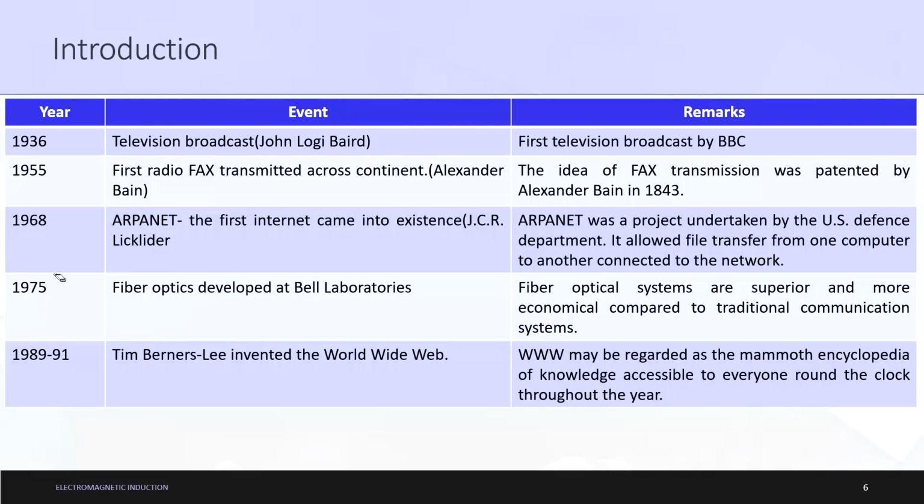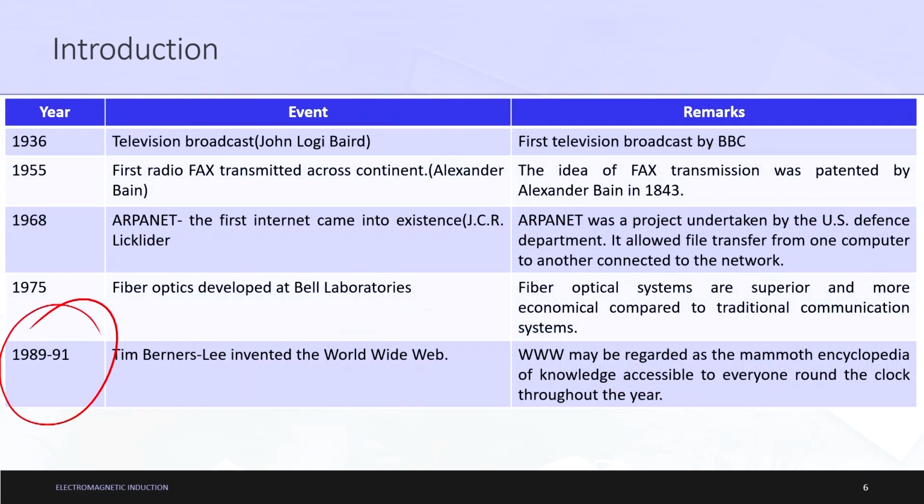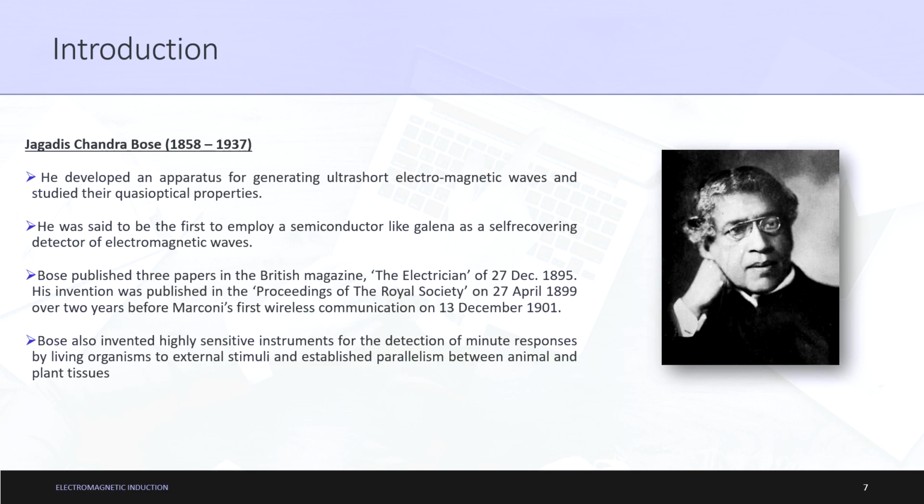So just look on. 1989 to 1991 is the last point in this table, and we started with around 1565 AD. So in just this gap between 1565 and 1989, the upgradation in communication was a giant leap. It was many stages of upgradation. So this was the concept I needed to tell you using this table, just to tell you how things changed and upgraded.